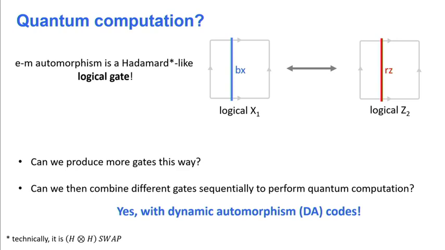Moreover, can we have the possibility of implementing multiple different gates by choosing different measurement sequences and combining them one after another in an aperiodic manner, and this way implement quantum computation? That would be a dynamic automorphism code. It's a quantum computation embedded into a code.